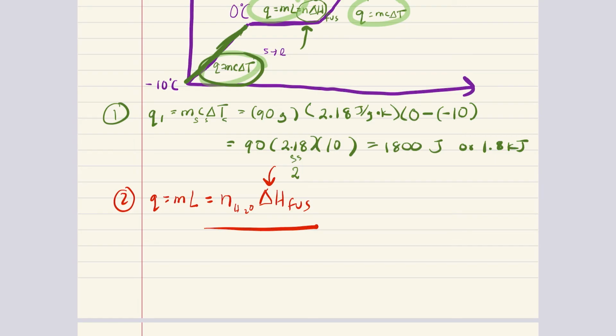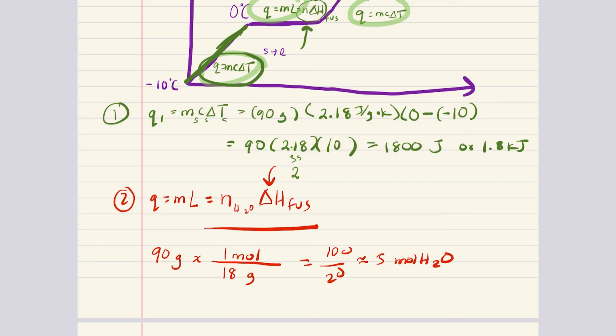Now, how many moles of water do we have? We're going to have to convert the 90 grams of water we have to moles using the molar mass, and the molar mass of water is 18 grams for 1 mole. You can think of this as kind of like 900 over 20. We can approximate it as such, and that's about 5 moles of water. So we're going to do this kind of approximation.